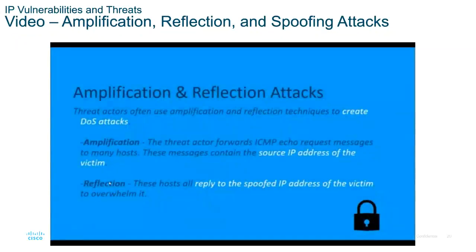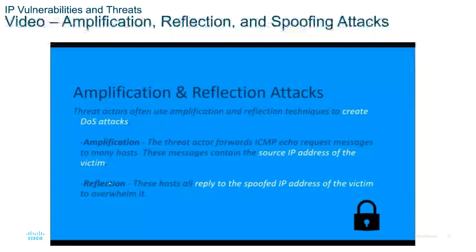To jump into amplification and reflection attacks, this is really a combined attack procedure. Our threat actors are going to use amplification and reflection both to create a denial of service. With amplification, the threat actor is going to forward an ICMP echo request message to many hosts. These messages all contain a spoofed source IP address, and that source IP address is of the victim we want to hit. So when we message all of these machines, all these messages have a spoofed source IP of the actual target that we want to hit with our traffic.